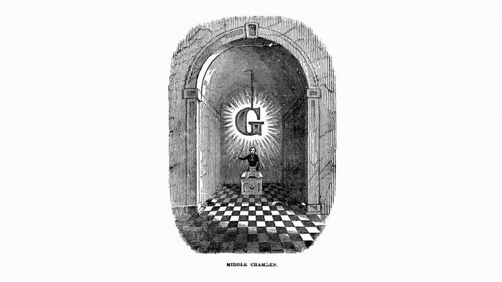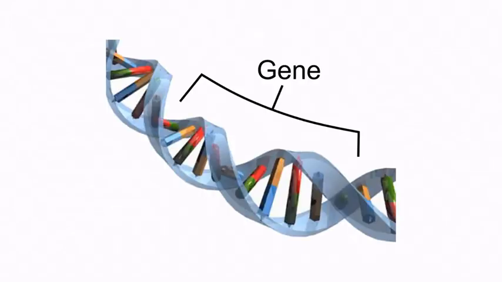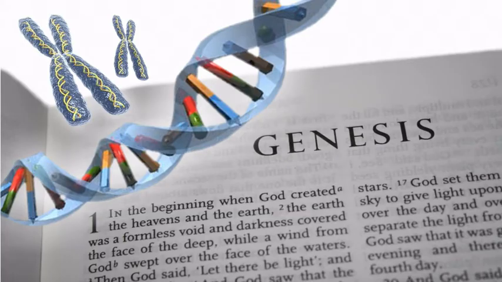The very first letter of the Bible is G. The first incomplete word is gene. The first word is Genesis. In other words, the Bible begins with the book of genes.